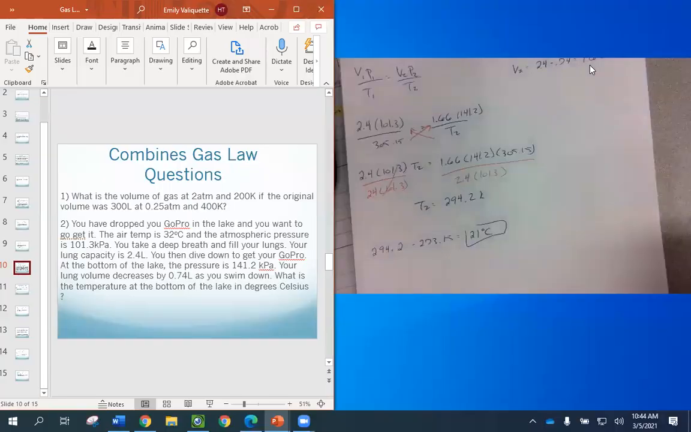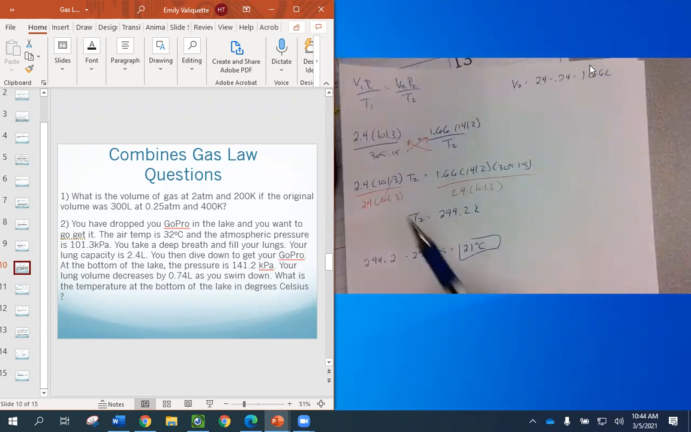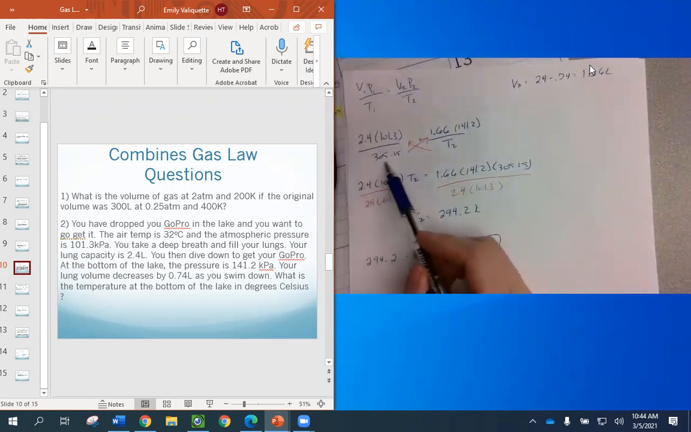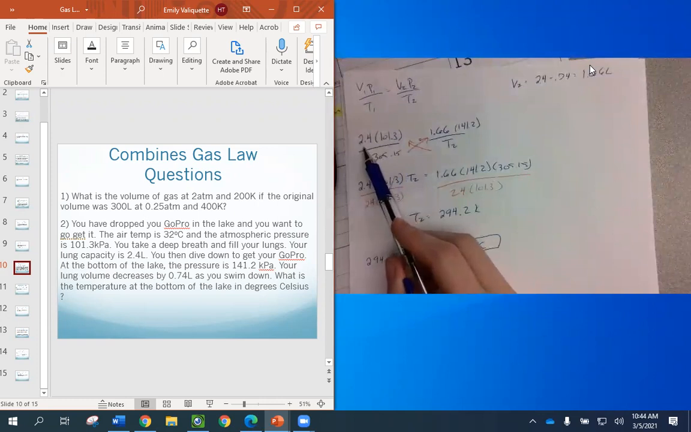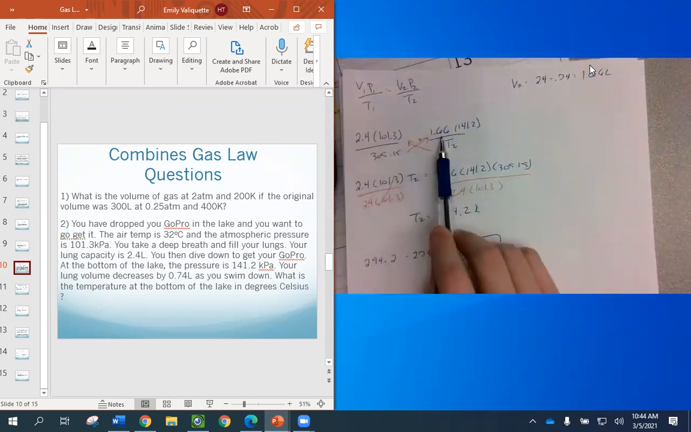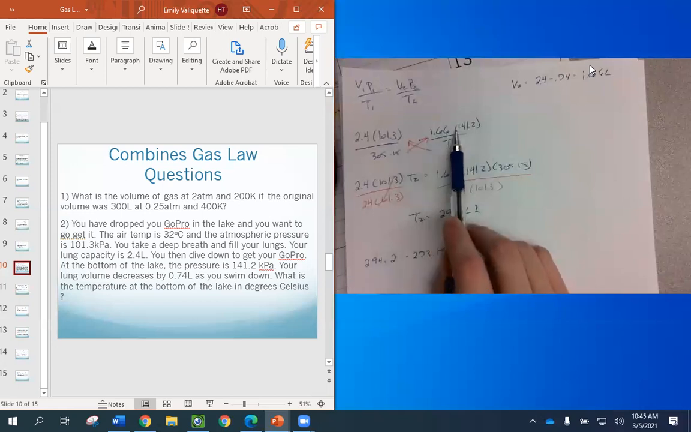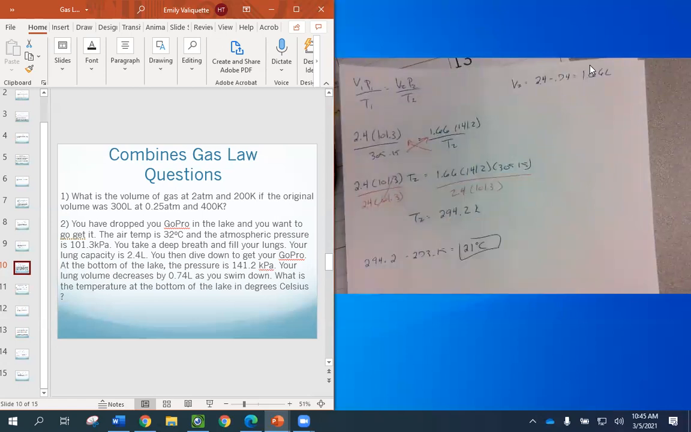Okay, so this question is very wordy. First thing I see is that I've got a temperature in degrees Celsius. So I add 273.15 to get 305.15 Kelvin and then plug that in. It also says that the atmospheric pressure is 101 kilopascals and that my lung capacity at that point is 2.4 liters. Then it says when you dive down, the pressure is 141.2 and my lung volume decreases by 0.74.